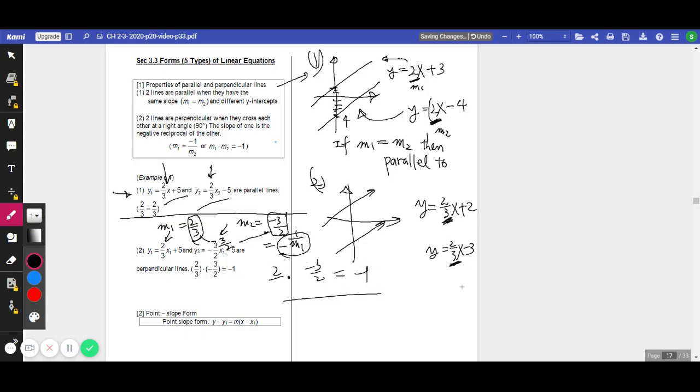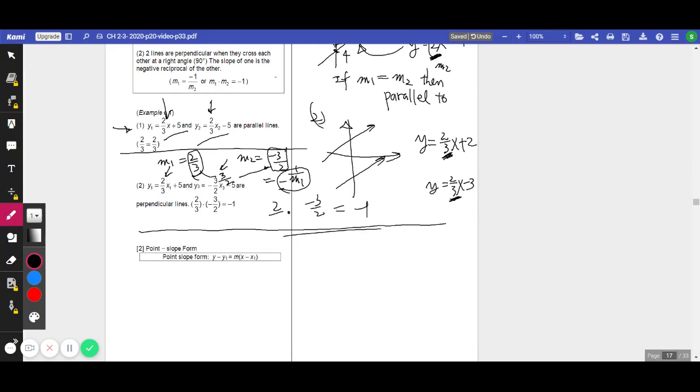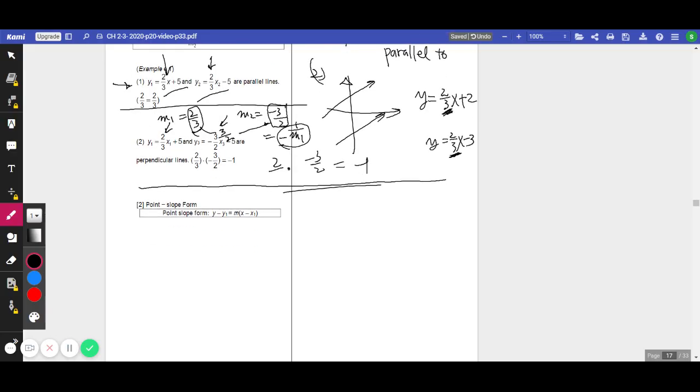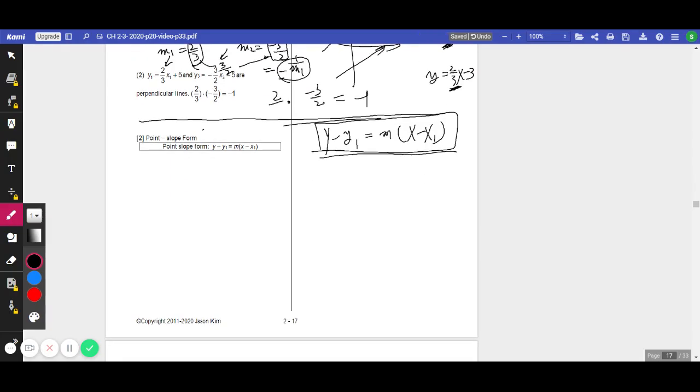Okay. Knowing that, there is a point slope form that you have to recognize, which is y minus y1 equals m times the quantity x minus x1. This particular format we call point slope form. And I will show you when to use this later on.